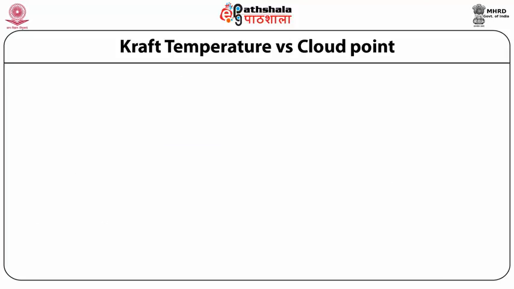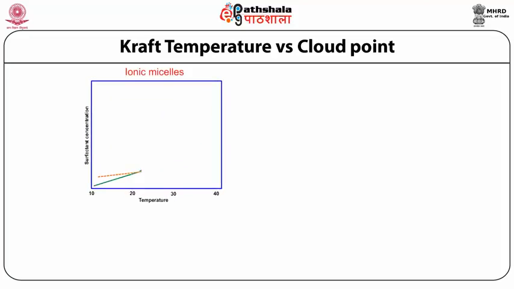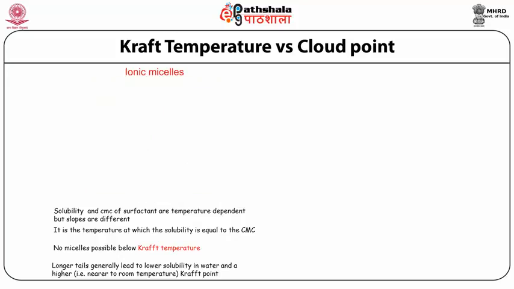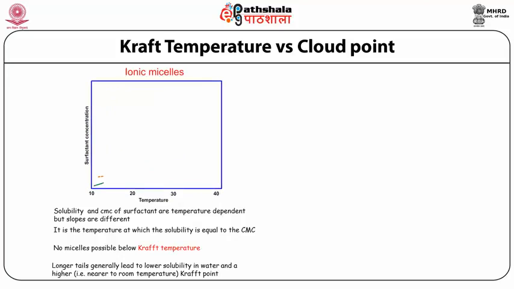Next, we look at the difference between ionic micelles and non-ionic micelles. In ionic micelles, on the left hand side of the phase diagram, you see there are two lines. One is the dependence of micellar solubility on temperature, and the other is the dependence of CMC on temperature. Both increase with temperature, but the slopes are completely different. At a particular temperature, the two curves meet, and that is called the Kraft point, and below the Kraft point no micelles are possible.